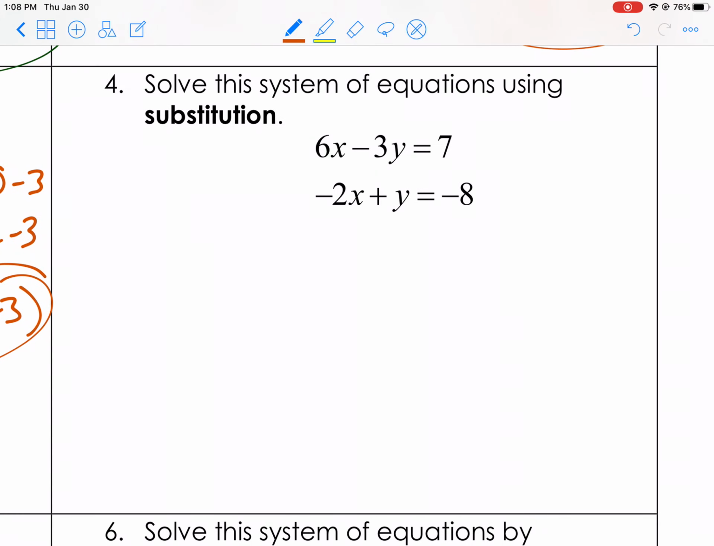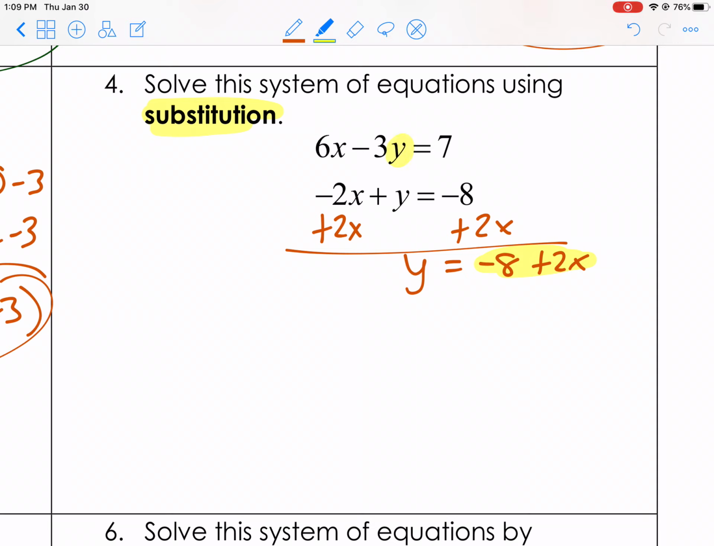All right, number 4 is also requesting that we use substitution. Again, we want an equation that looks like x equals stuff or y equals stuff. Neither of them do right now, but there's a pretty quick way to make the second equation get there, right? If I add 2x to both sides, I will have y equals stuff, negative 8 plus 2x. Now, I'm going to put that in this equation where the y was. So it'll be 6x minus 3 times negative 8 plus 2x equals 7.